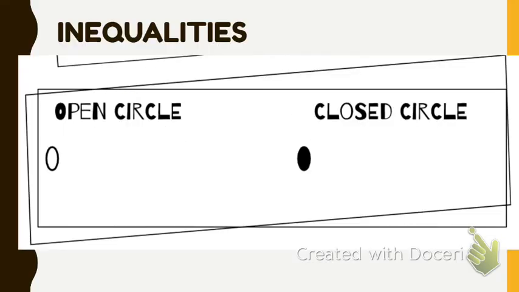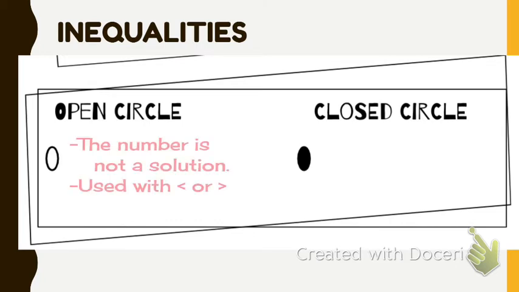All right, so next are the inequalities. And this doesn't make sense yet, but we'll show you in a second how we're going to use it. So just write it down for now, okay? An open circle is when there's just an outline and it doesn't actually have anything colored in, okay? And what that means is that the number is not a solution. So when I'm graphing an inequality with a less than or equal to, I'm going to graph it with an open circle.